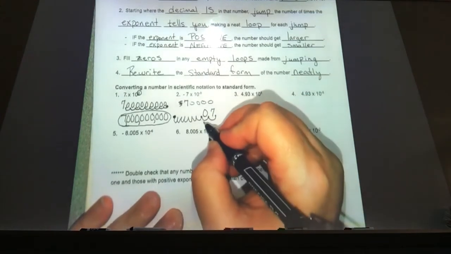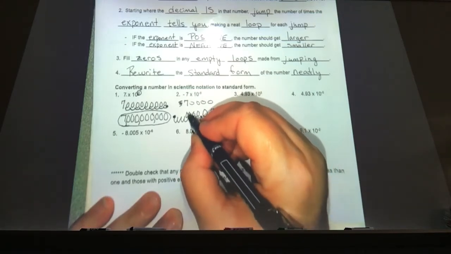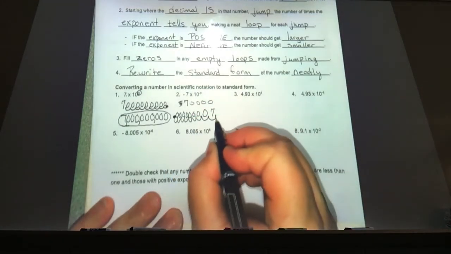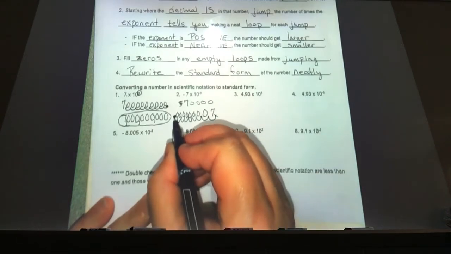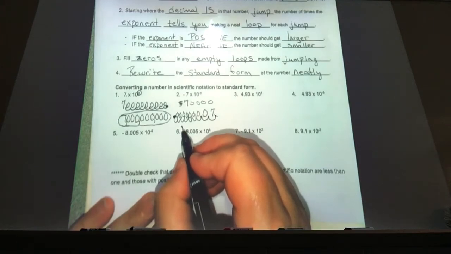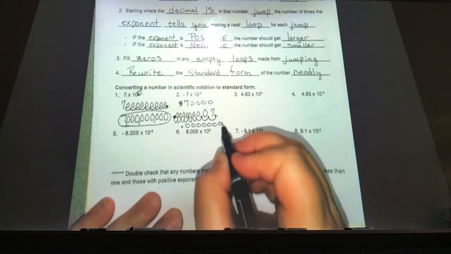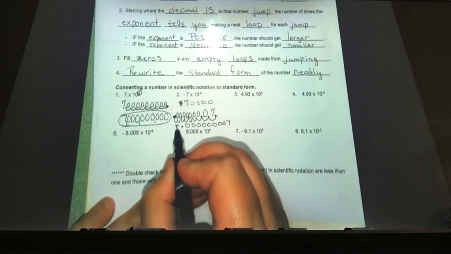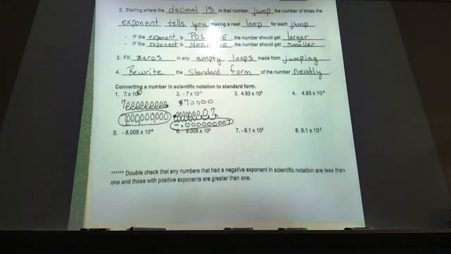Then fill in the loops with zeros. I already filled in that one. This decimal point is not here anymore. It jumped all the way to there. Now I have to rewrite this number. Remember, it's negative, so put the negative out front. And here's your answer for that.